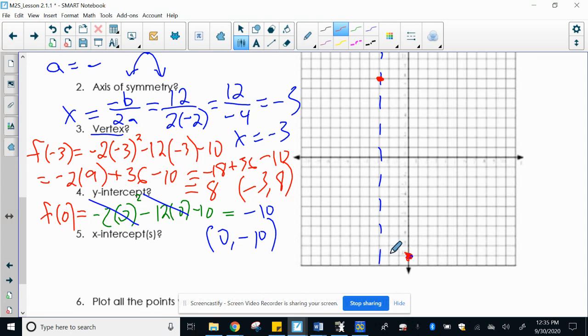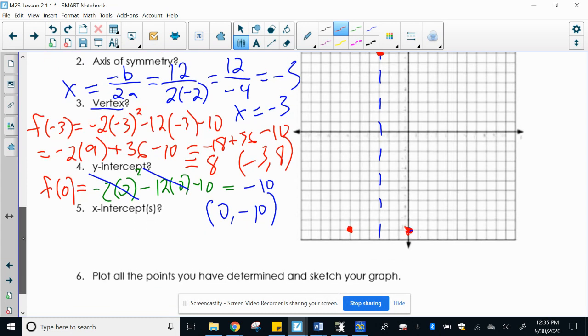Since I just plotted that, I can reflect that point over. I count 1, 2, 3 to the right, so I'm going to count 1, 2, 3 to the left. There's my point.